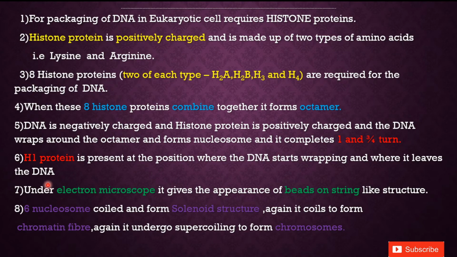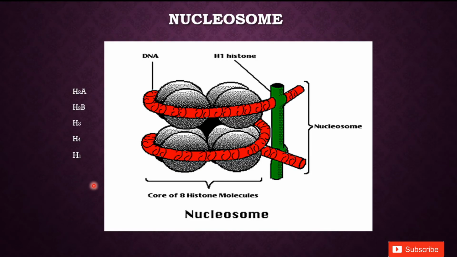Okay, now next point, H1 protein is present at the position where the DNA starts wrapping and where it leaves. Just see, this green colored structure is nothing but histone protein. This protein is called H1 histone protein. H1 histone protein is present at the position where the DNA starts wrapping and at the place where the DNA leaves the nucleosome.